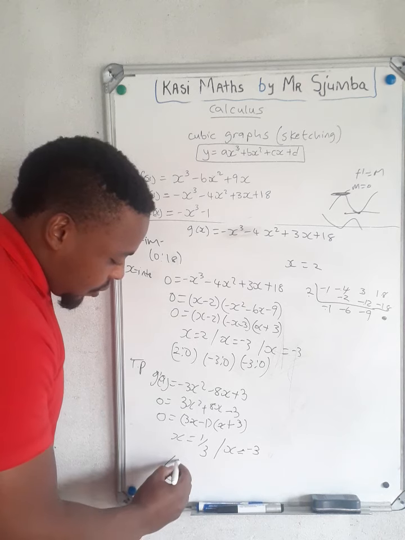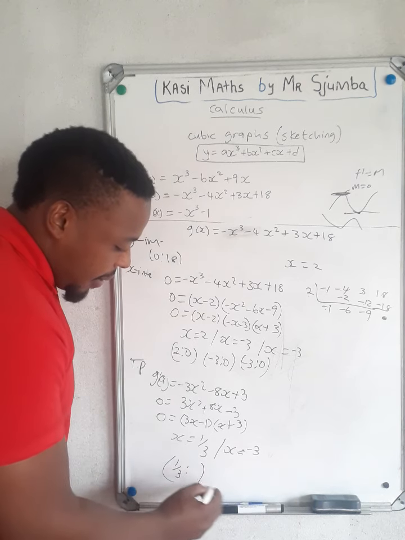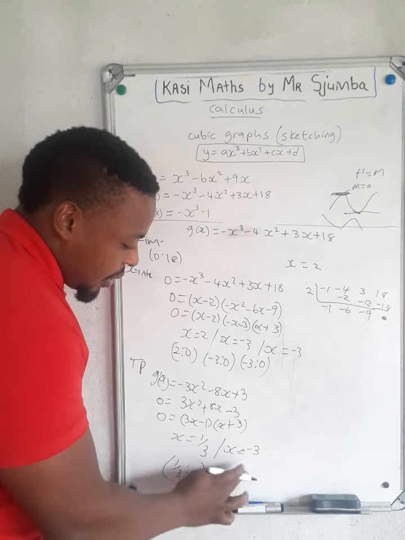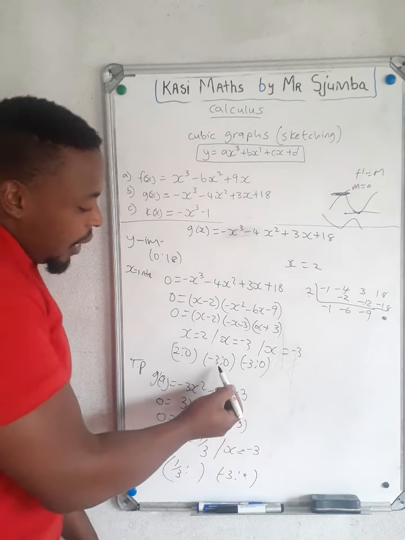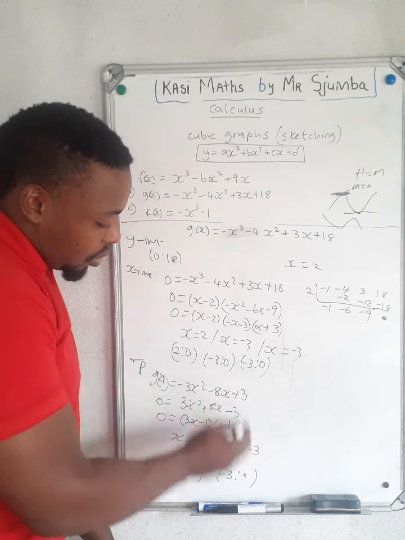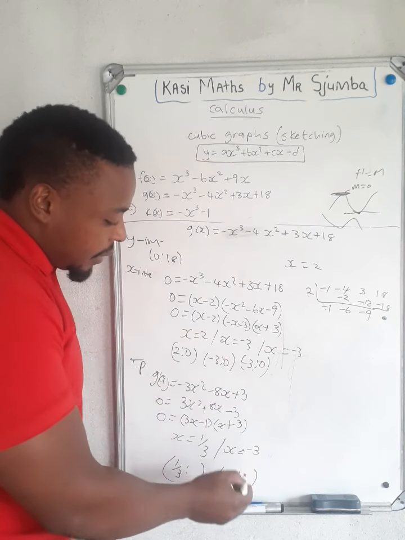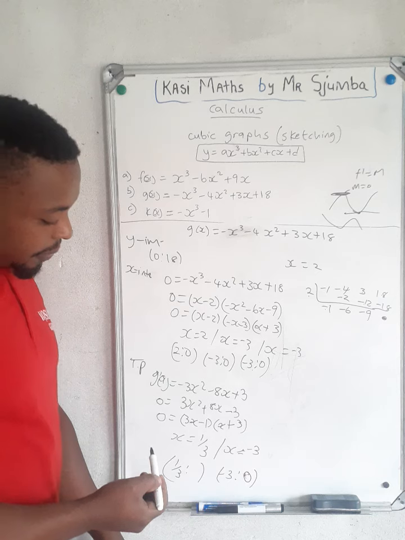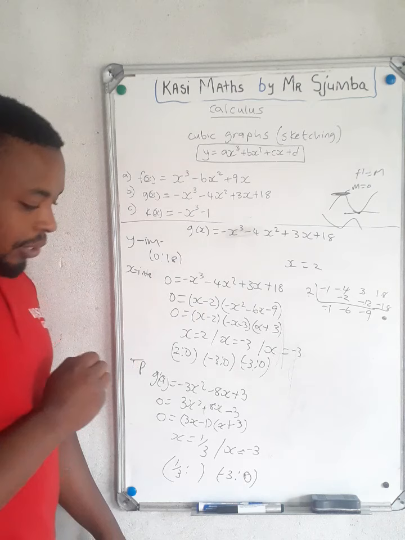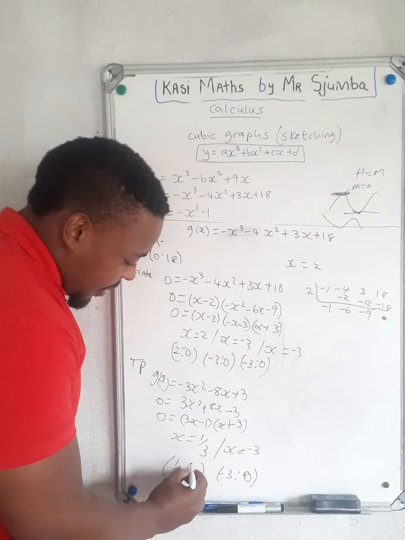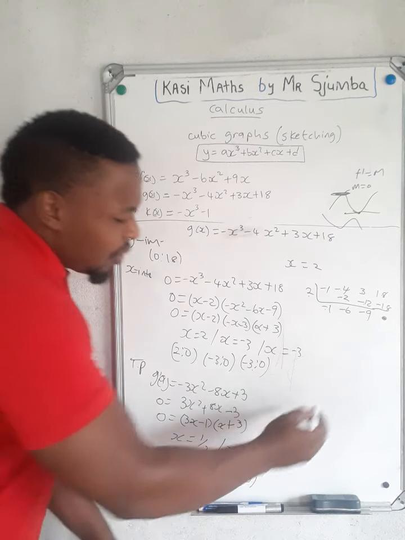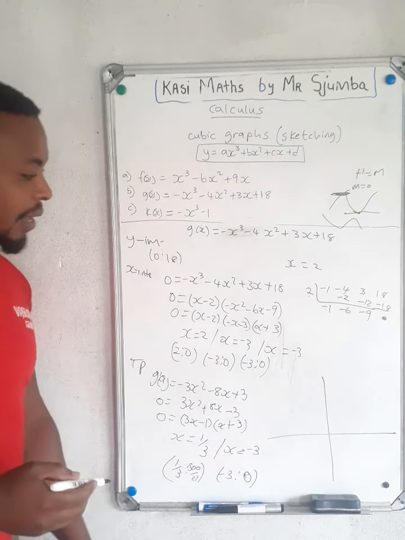So its turning point here will be 1 over 3 comma something. Then the other one is minus 3 comma something. But since we have x-intercepts which are the same, one of the turning points will be the same as the x-intercept. So for 1 over 3, we substitute into the original, and we get 500 over 27. Right. So now we can go and plot a graph.